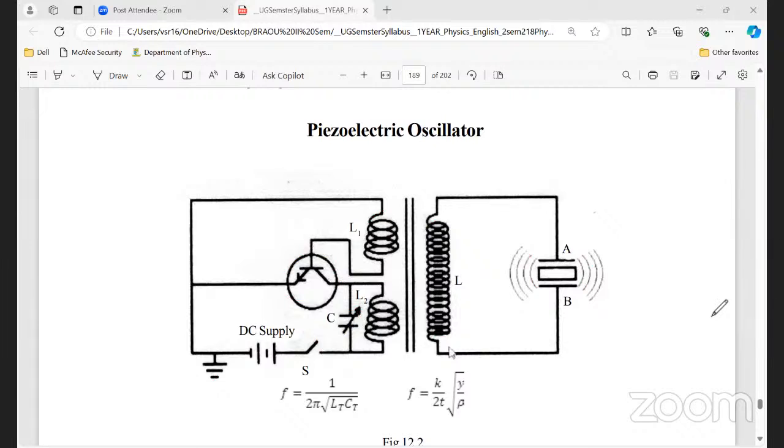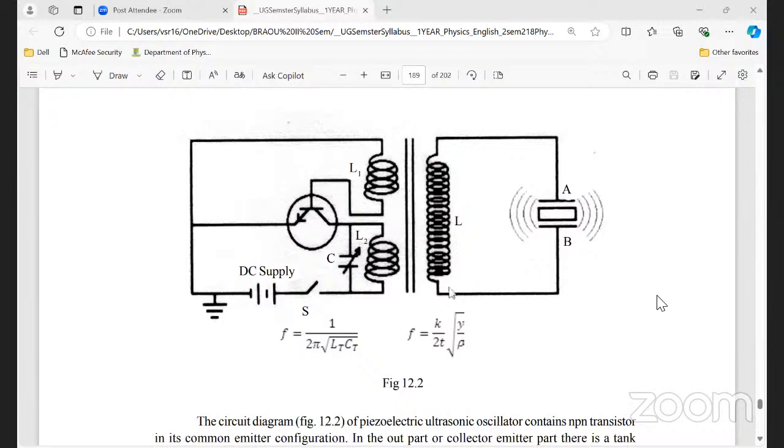The figure is very, very important. Without drawing the figure, we can't give you marks. Is it clear?